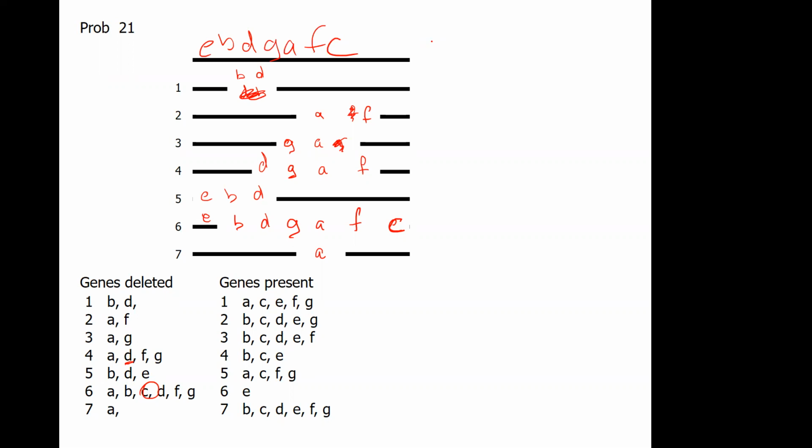Okay, it's a process of elimination. Genetic Sudoku.